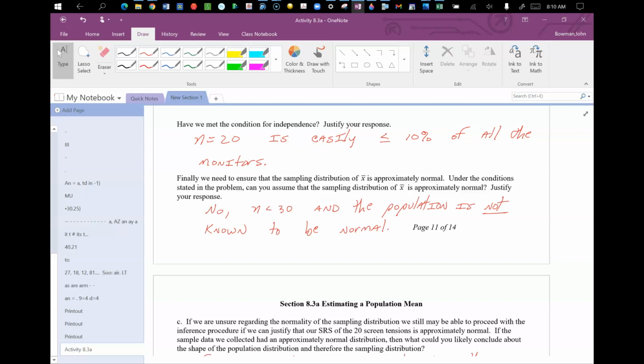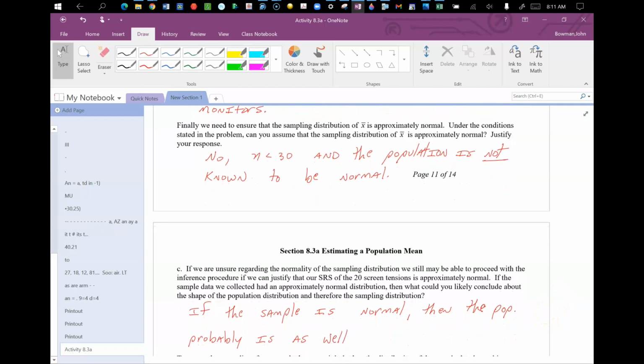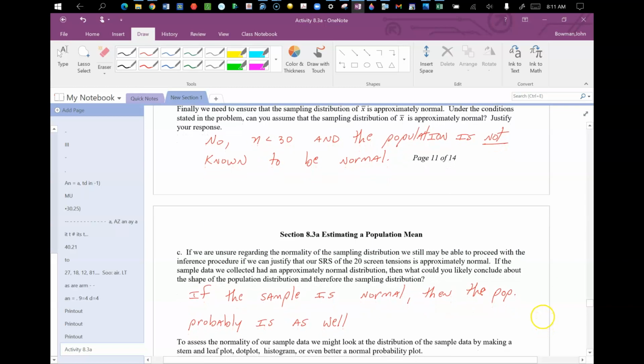Well, so how do you check normality for a sample of size 20? You could do things like make a dot plot, you could make a histogram, you could make a stem and leaf display, you could make a box plot. None of those are very good, particularly for small samples, at determining whether or not the sample is approximately normal or not. The best option is to use a normal probability plot. And we did that before first semester, and we're going to talk about that again.